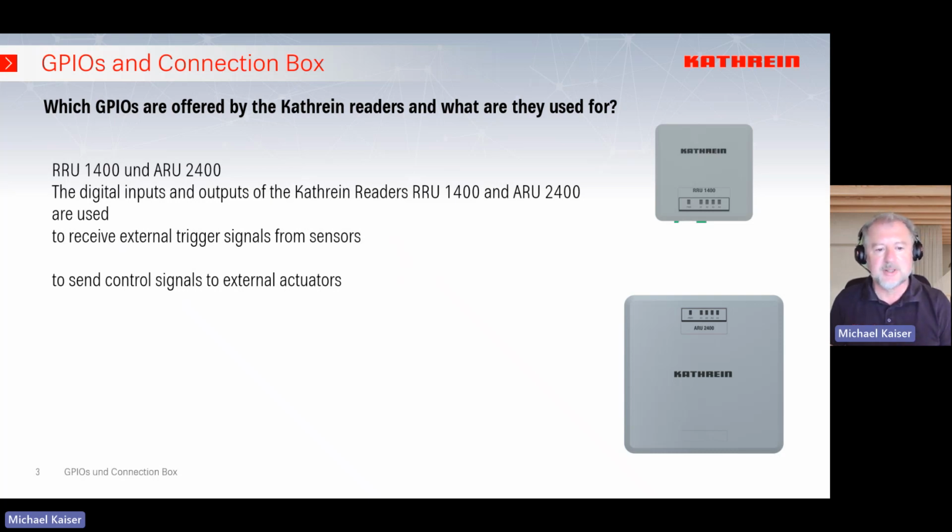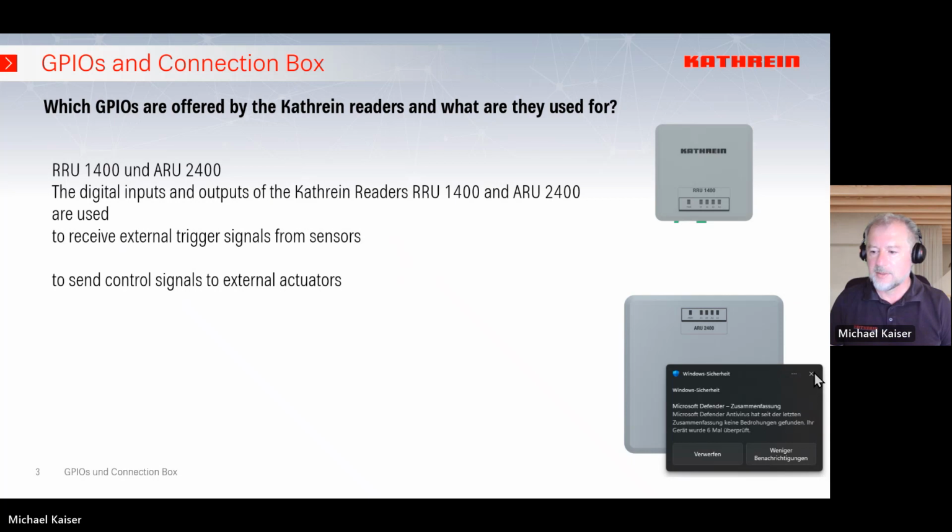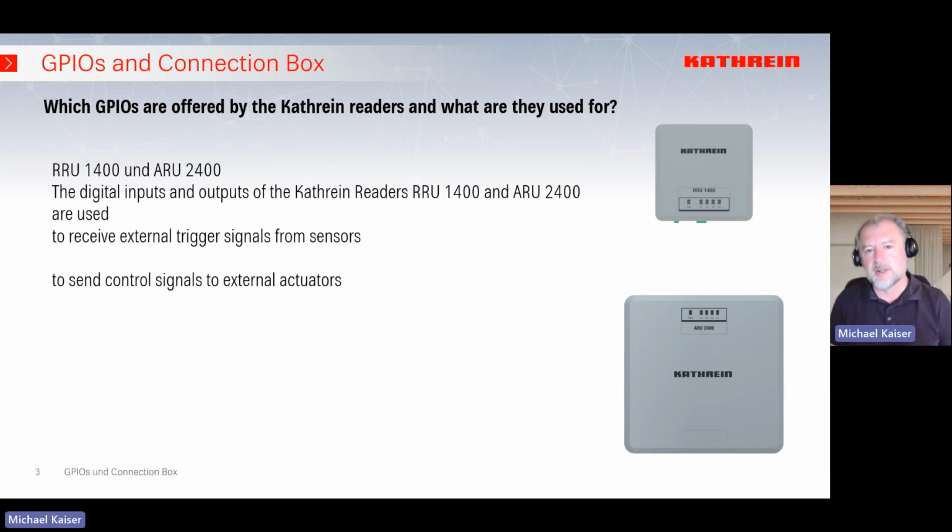For example, the inputs we will use for external sensors, where we can trigger the process. We can start a read point, we can stop the reading, or we can do anything that is necessary for the process. In opposite, we can use external actuators to activate something external based on the read result, based on the information you will get.